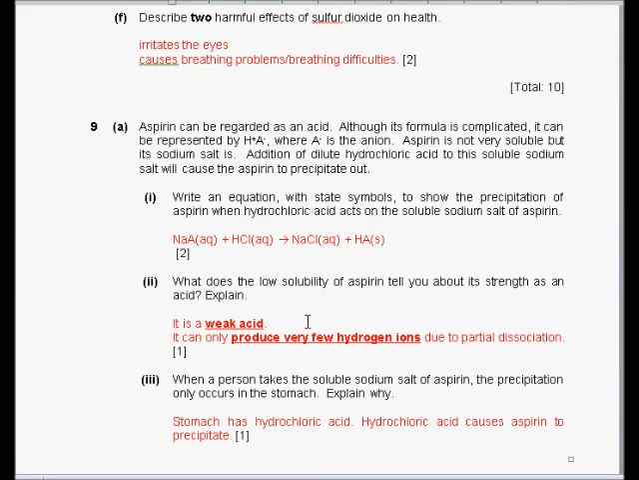Now, what does the low solubility of aspirin tell you about the strength of an acid? Of course, it is a weak acid. Most of you got this, but you didn't explain why it is a weak acid, which means it produces very few hydrogen ions due to partial dissociation. So a lot of you missed this part. Either you missed out producing very few hydrogen ions, or you missed out partial dissociation.